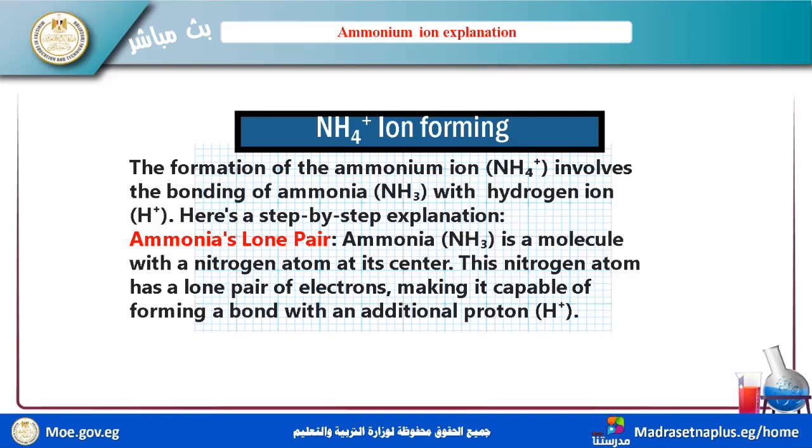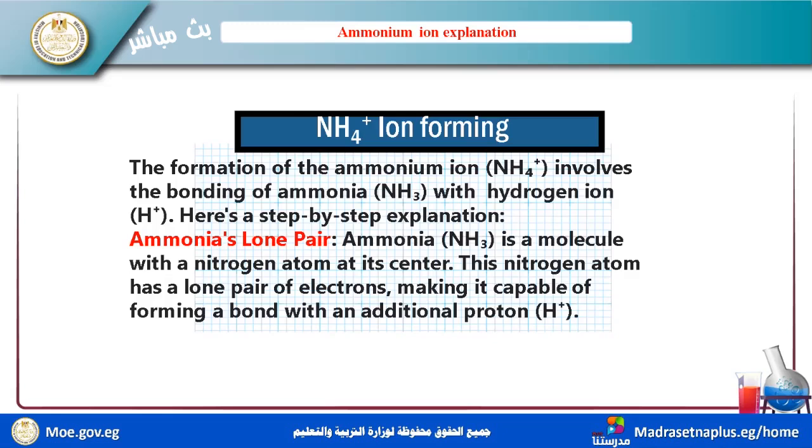This s orbital is not shared by covalent bonds, but you have a lone pair of electrons in orbital s. I have 3 single electrons in the p orbitals, px, py, pz. Now, each single electron of nitrogen makes covalent bonds. But I have a lone pair, and this lone pair makes a coordinate bond. Now, the formation of the ammonium ion NH4 positive involves the bonding of ammonia NH3 with a hydrogen ion H positive. Here is a step-by-step explanation.